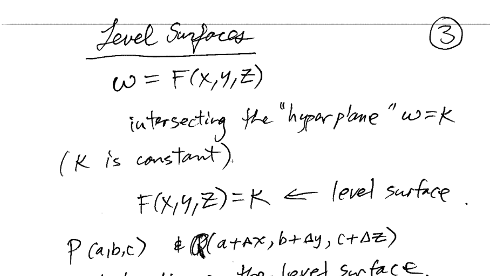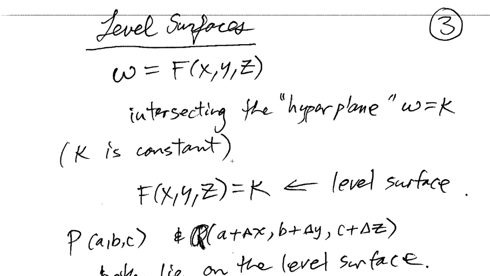Let's talk about something else. Let's talk about level surfaces. Now I've got a function capital F of x, y, and z, and I'm going to assume this is nice and differentiable. I'm going to imagine this being embedded in 4-space, so I've got w equals a function of x, y, and z. We can't actually visualize that unless you're Roger Penrose or somebody like that.